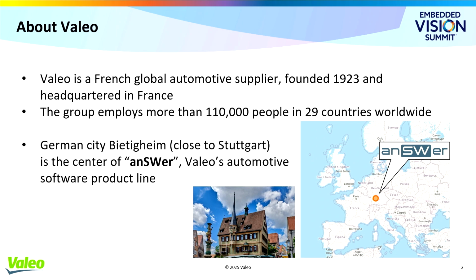The city is more or less known rather for good wine and for nice buildings. But we have there also the center of our product line, which is called Answer. This is Valeo's automotive software product line. It's about 1,000 people working for that product line, doing radar, vision, LiDAR, things like that.